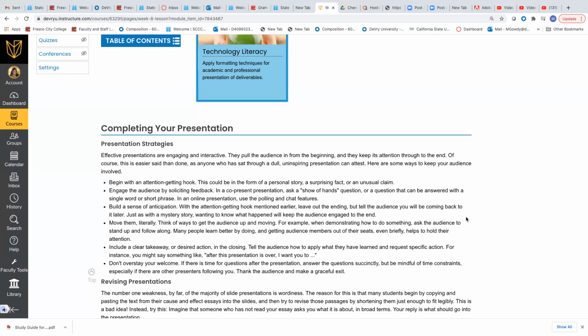Include a clear takeaway or desired action in the closing. Tell the audience how to apply what they have learned and request specific action. If there is time for questions after the presentation, ask the questions succinctly, but be mindful of time constraints, especially if there are other presenters following you. Thank the audience and make a graceful exit.